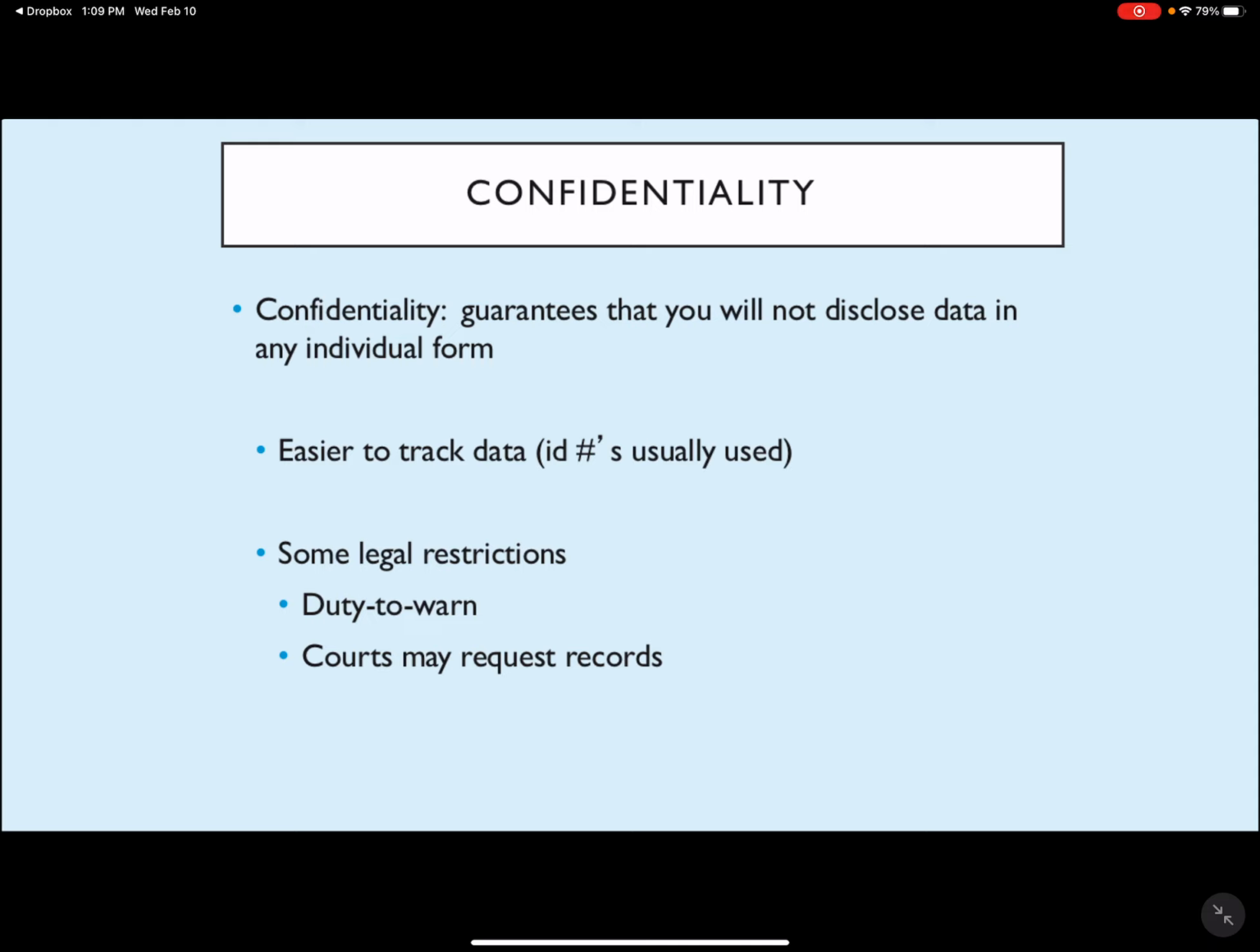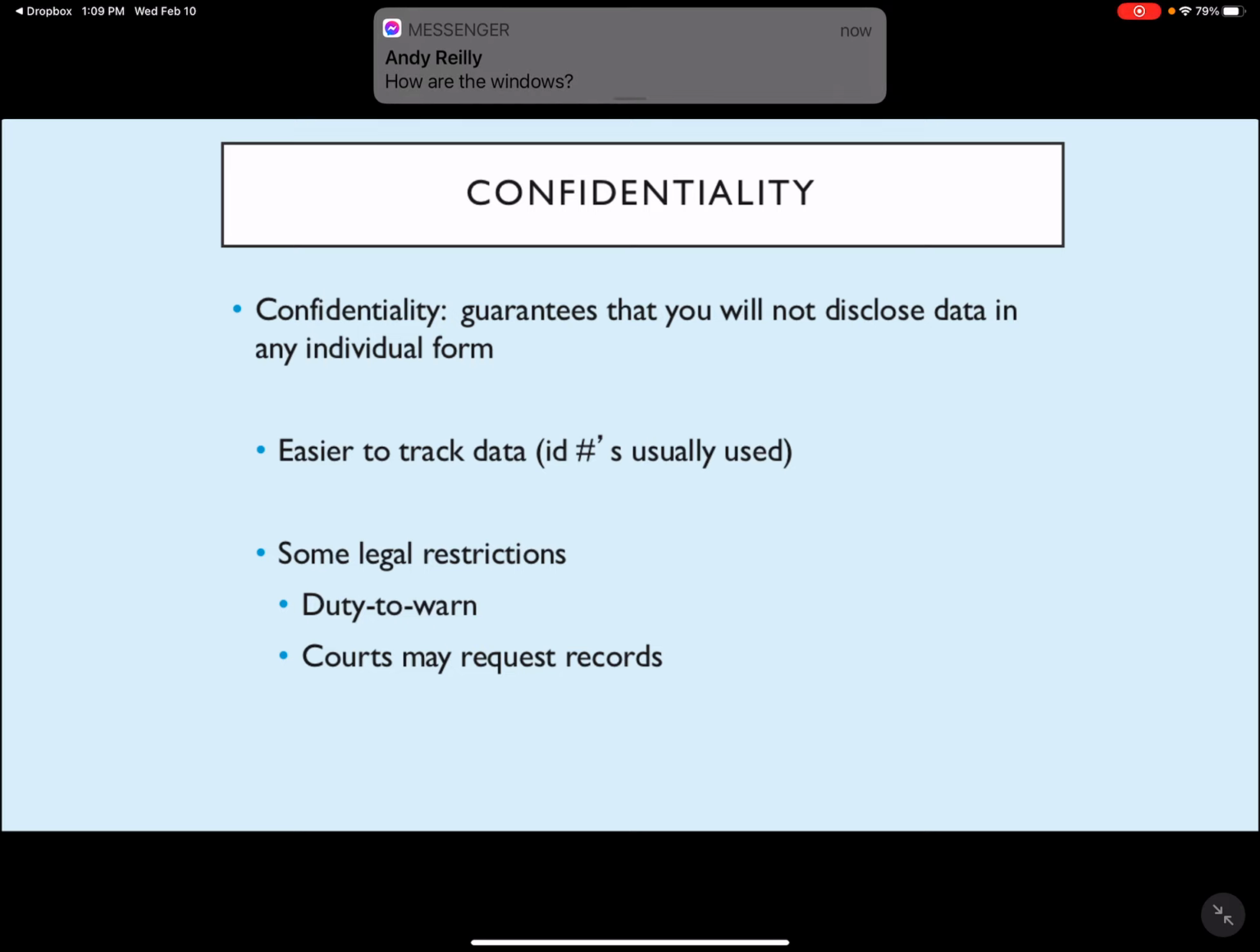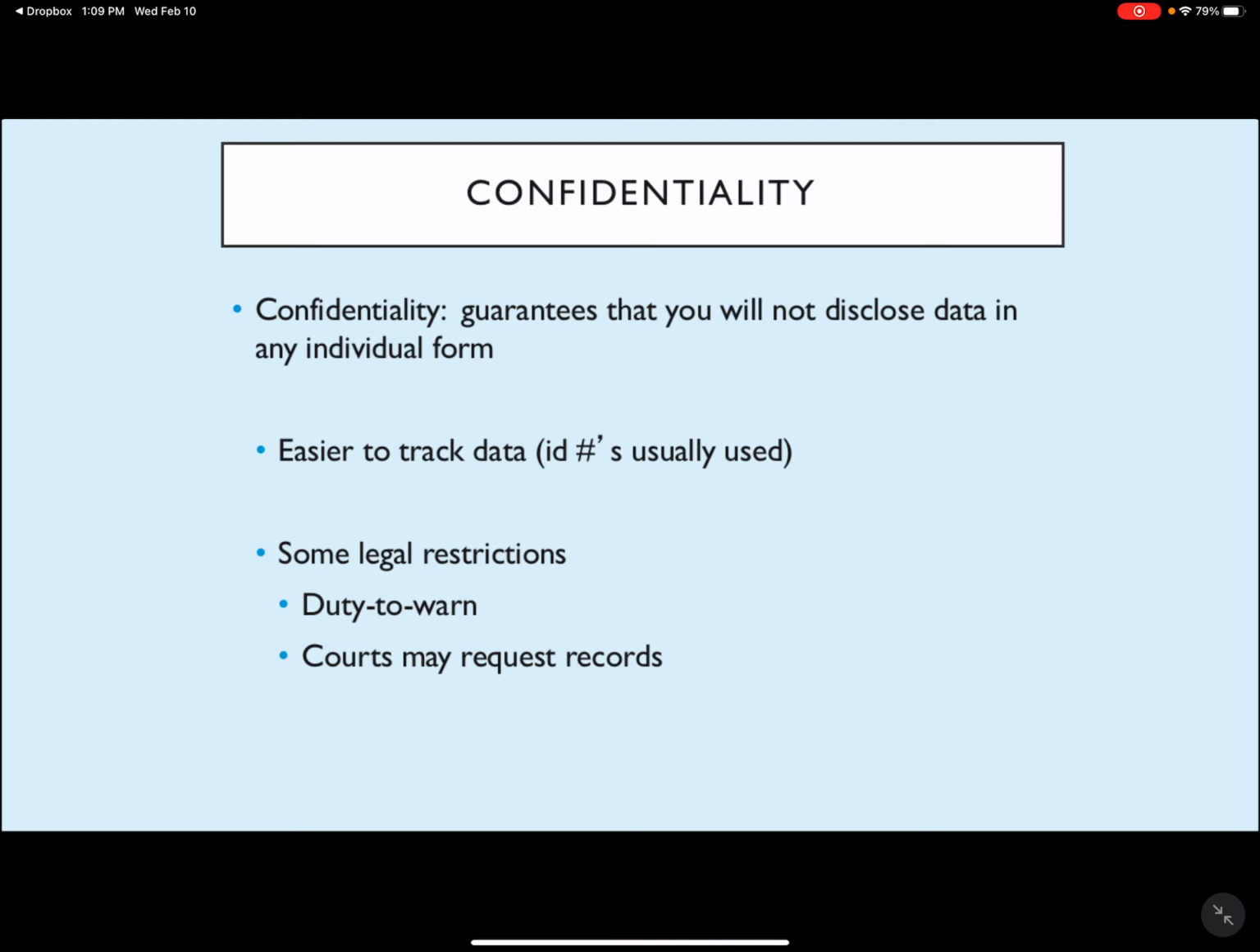And sometimes, in the cases of interviews or recordings, you know who a person is just by gathering data. So confidentiality is the researcher's responsibility when, just by the nature of the research, they know who the people are. Confidentiality guarantees that you will not disclose data in any individual form. It's your duty as a researcher not to disclose data in any individual form.